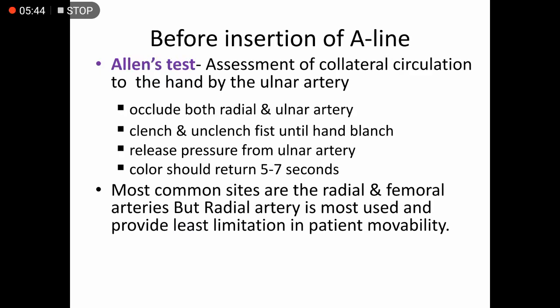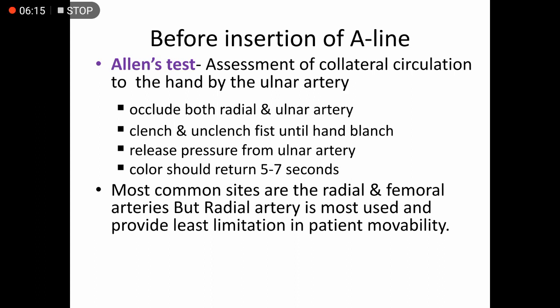Before insertion of an arterial line, we have to perform Allen's test, and that is specifically when we are using the radial artery. So the procedure is, we have to start by occluding both the radial and ulnar arteries, clench and unclench fists until the hand blanches, then release pressure from the ulnar artery. Color should return in 5 to 7 seconds.